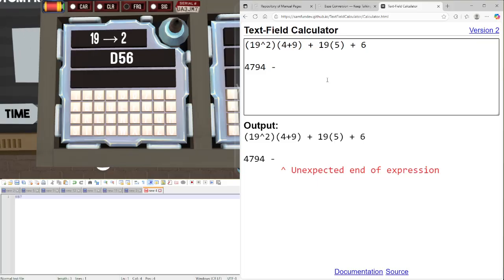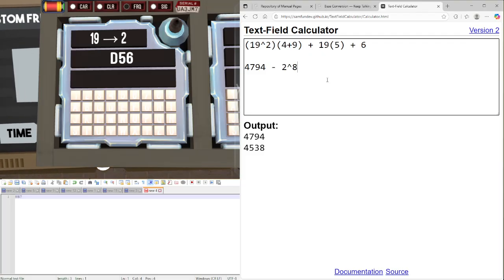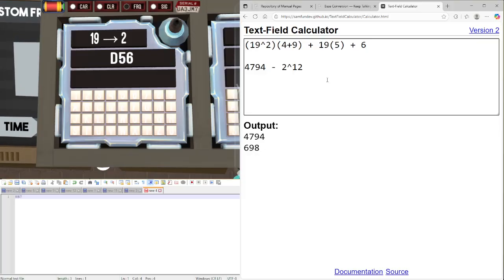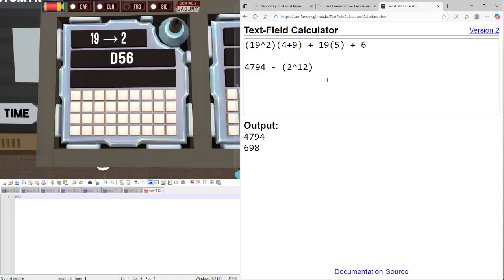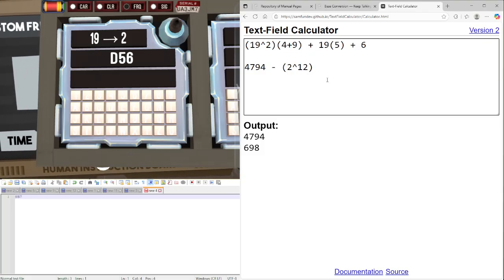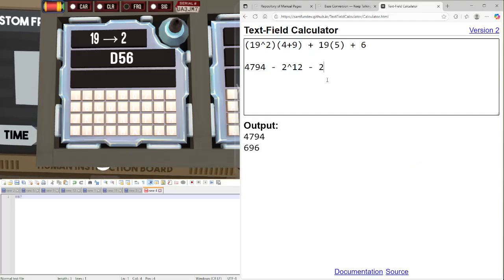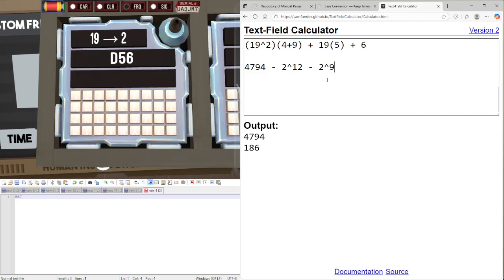So 2 to the 7th, 8th, 9th, 10, 11, 12. 12 is the biggest one. So that's going to be a larger digit, and we can get it in there. Well, this is binary, we only focus on 1 or 0, so we actually don't need to do this bit. So minus 2 to the 11th, 10th, 9th. 9th, yeah, there we go.